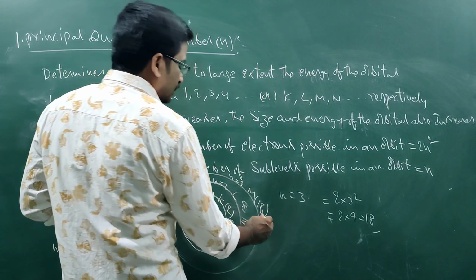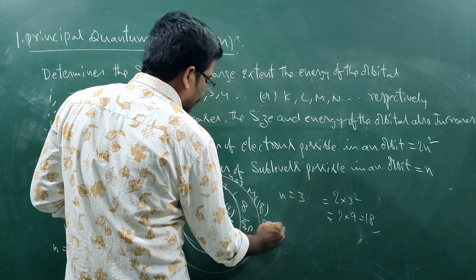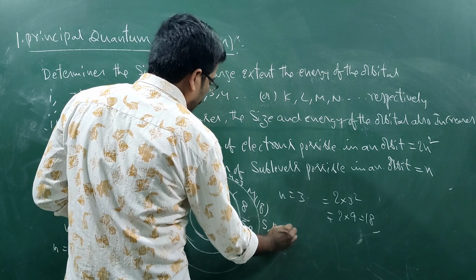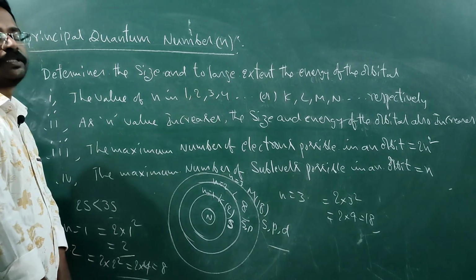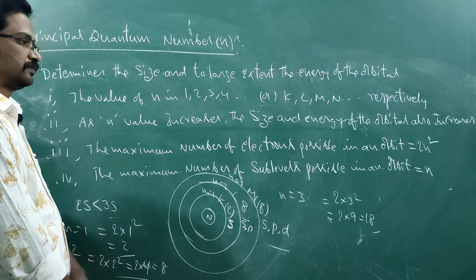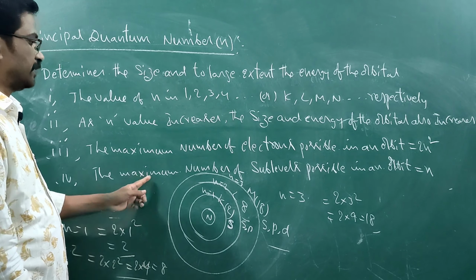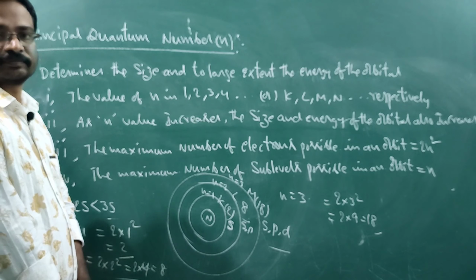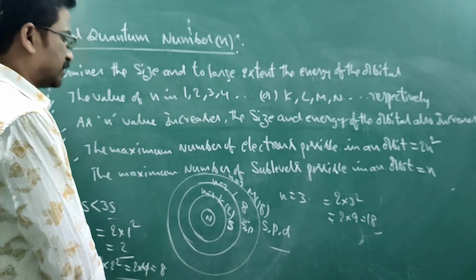Whereas for n equal to 3, the possible sublevels are s, p, d. There are 3 sublevels possible. Okay, there is a reason why you can understand it like that. Okay, next.